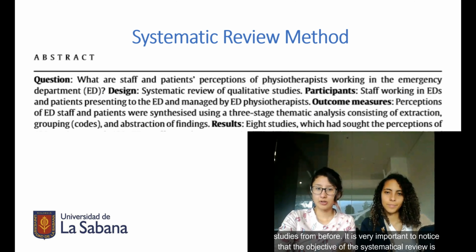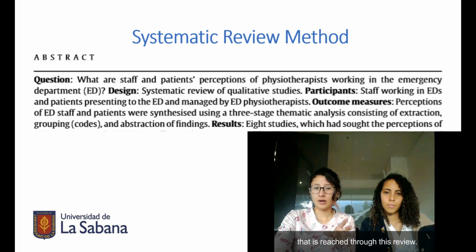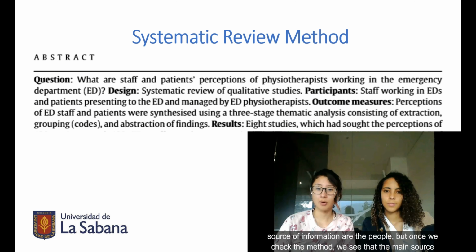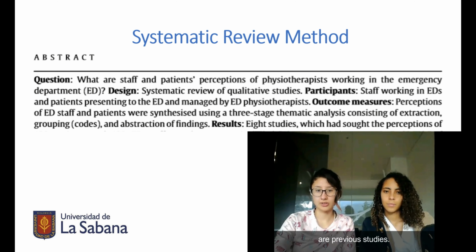It is very important to notice that the objective of systematic reviews is not the act of searching articles in and of itself. It's actually a bigger methodological objective that is reached through this review. In other words, it's easy to think just by reading the objective or the research question that the main source of information is the people. But once we check the method, we see that the main source is previous studies.